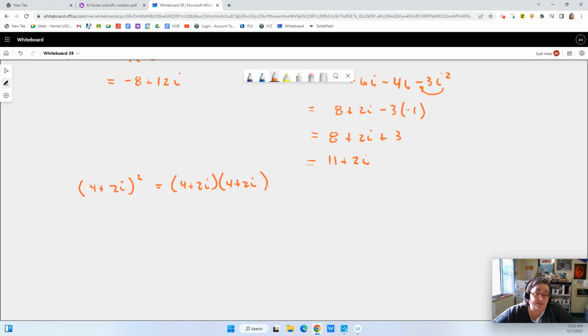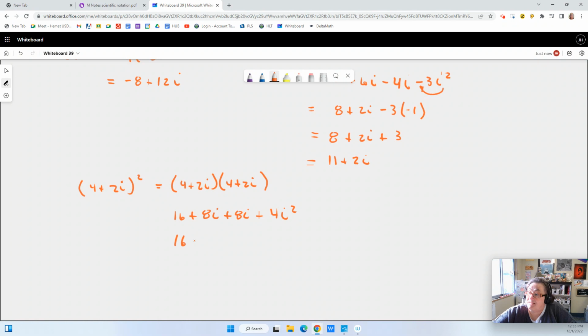What's nice about that is there's a pattern. If you know the pattern, then you could do it right away. But even if you don't, all you have to do is multiply it out, right? You got 4 times 4 is 16. 4 times 2i is plus 8i, and then we've got 2i times 4, which is plus 8i. And then you have 2i times 2i, which is plus 4i squared, right?